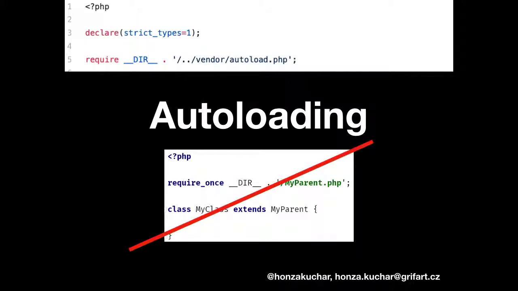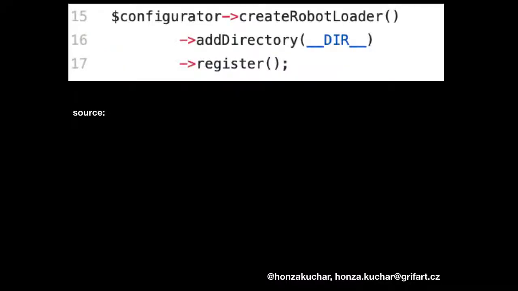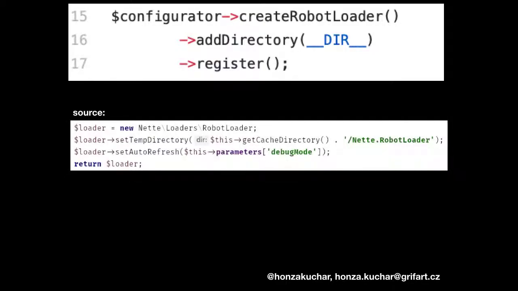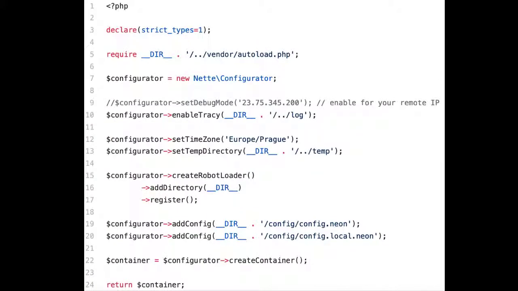First thing, use Composer autoloader, which will handle most of the stuff. And if you are lazy, you can add RobotLoader, and then you don't have to care about things, right? Because it actually loads everything for you wherever it is. Under the hood, the Nette Configurator call is translated into this thing here. So it just sets up a new RobotLoader, sets the temp directory, and so on. That's easy.